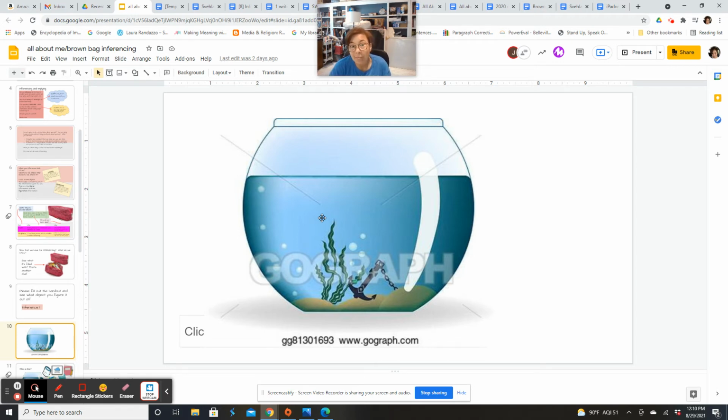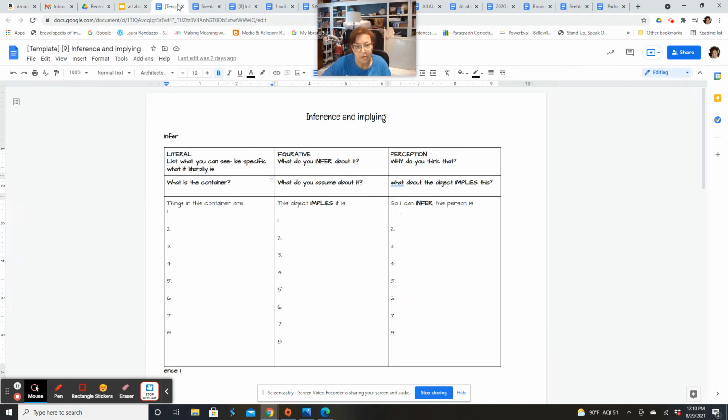That's basically like a prejudgment. Inferencing and prejudgments are basically the same thing, just a fancier Englishy way to say it. So that's what you're going to put here: you'll put fishbowl, what you can assume about it, and then you just take that information. So I would put expecting a fish. And what does the object imply? So the object implies that it's expecting a fish because of all those things I told you.